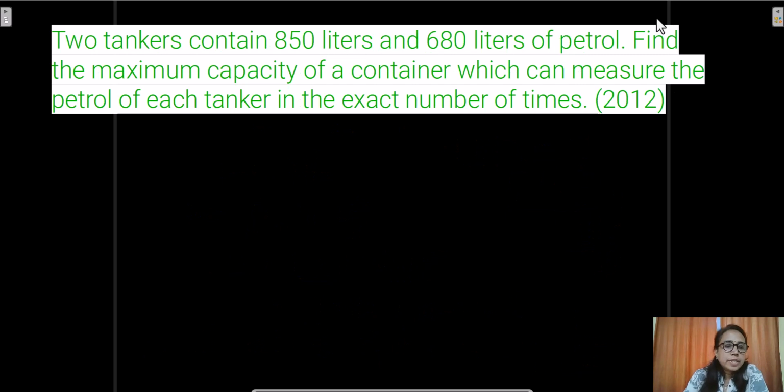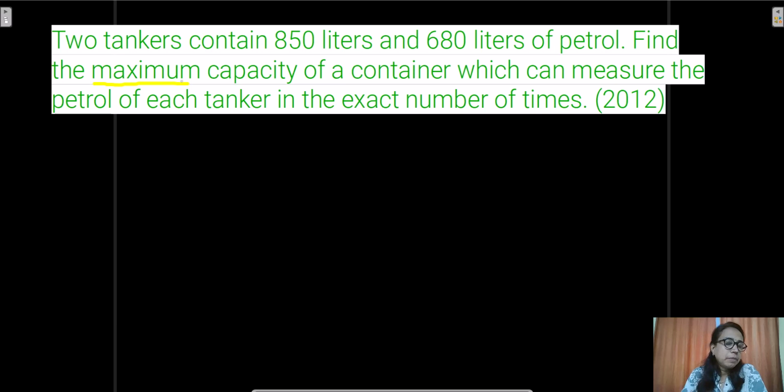So the next question is, 2 tankers contain 850 liters and 680 liters of petrol. Find the maximum capacity of a container which can measure the petrol of each tanker in the exact number of times. Okay, in the previous sum I have explained, if you are seeing the word maximum anywhere, can you see maximum capacity here? This is a maximum capacity, right?